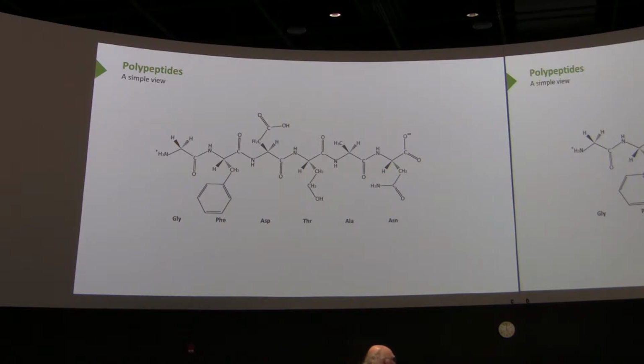Alternating R groups on each side. That's one of the more advanced ones. Yeah, alternating R groups on each side of the chain. We'll see that's important. Yes, Arisa.